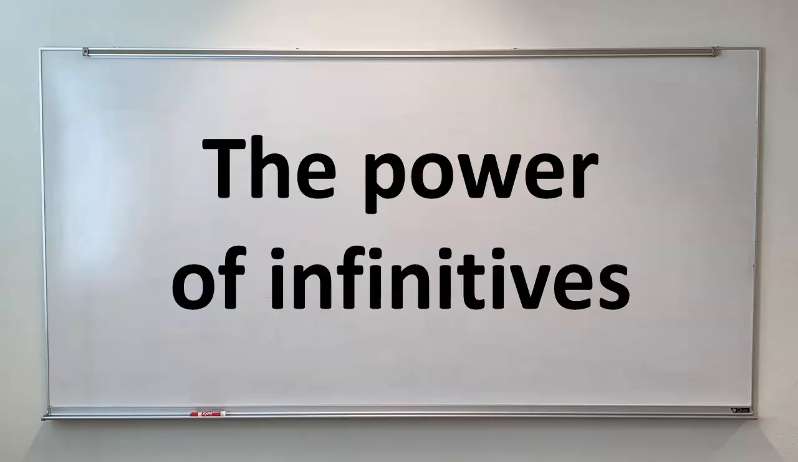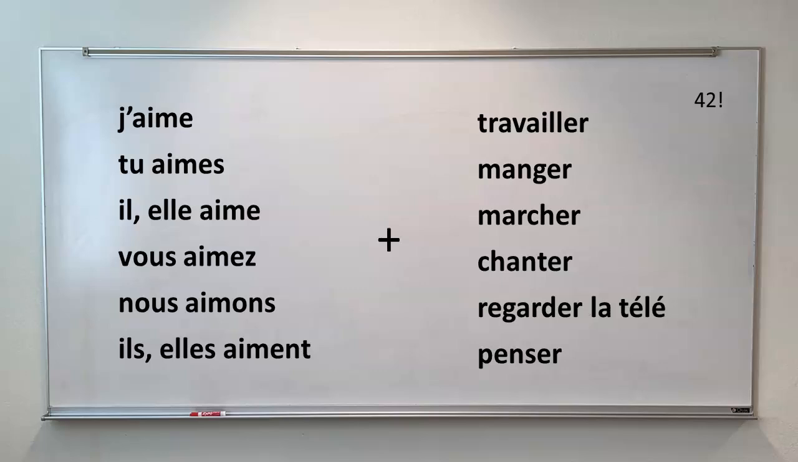This is it. Let's unleash the power of infinitives, the moment you've been waiting for. So this is another way in which infinitives are very useful. You can take a conjugated form of the verb aimer, and it can be followed by an infinitive to express the idea that you like to do something or that someone else likes to do something.